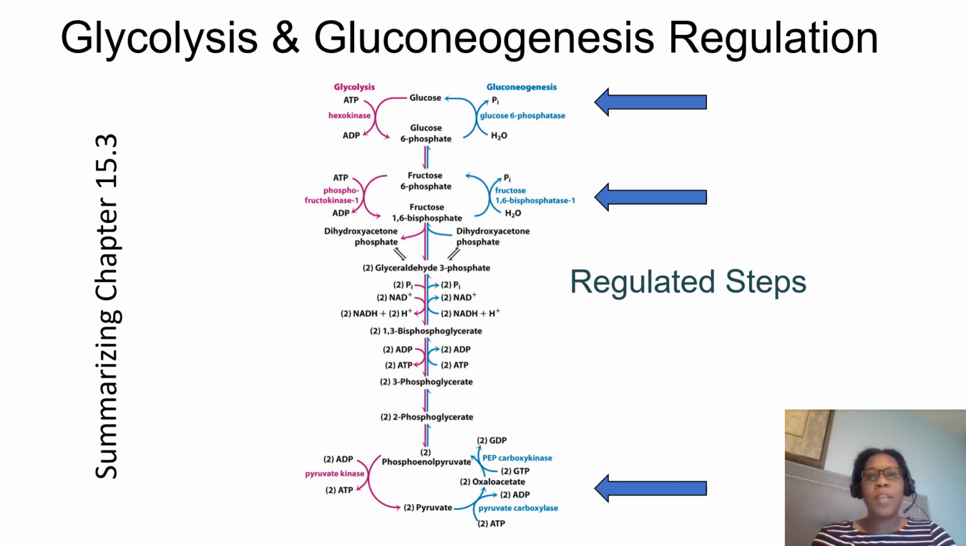And the regulated steps are the same ones that we see are different in glycolysis and gluconeogenesis. So that would be step 1, the conversion of glucose to glucose 6-phosphate. That would be the conversion of fructose 6-phosphate to fructose 1,6-BP, and also the conversion of PEP to pyruvate.